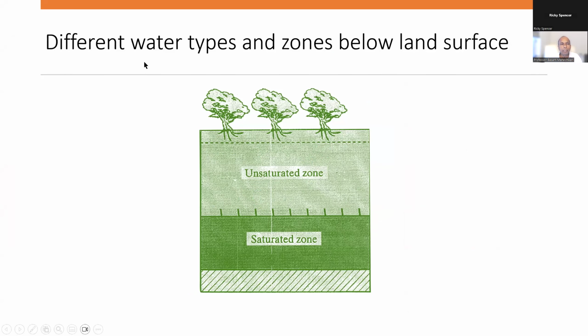Now coming to different types of water and zones below the land surface. On the land surface, we have plants and trees, and this is called the root zone. Depending upon the type of plant, the root zone can be from say 30 centimeters or 0.3 meter to several meters below the surface. And then we have this unsaturated zone. When there is rain or irrigation, water infiltrates through the soil, and then excess water goes below the root zone. And this is called the unsaturated zone.